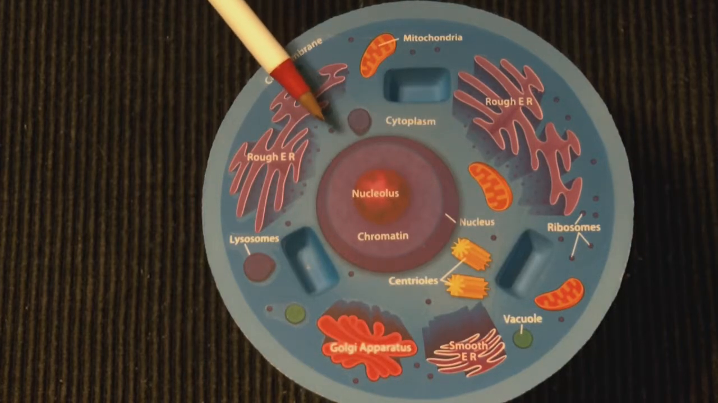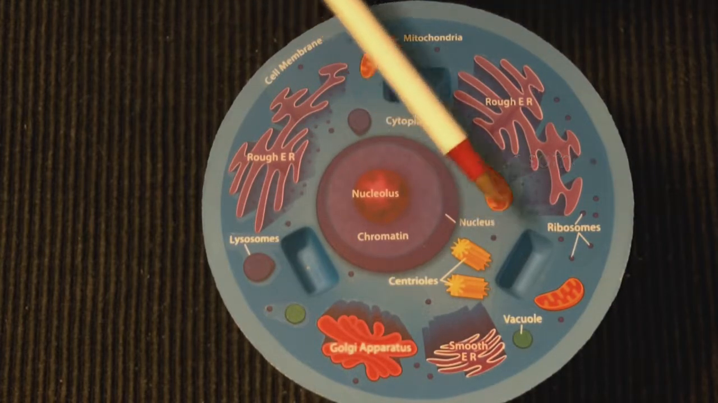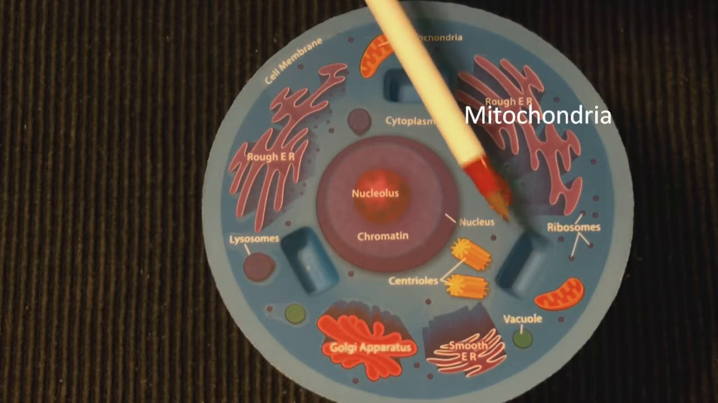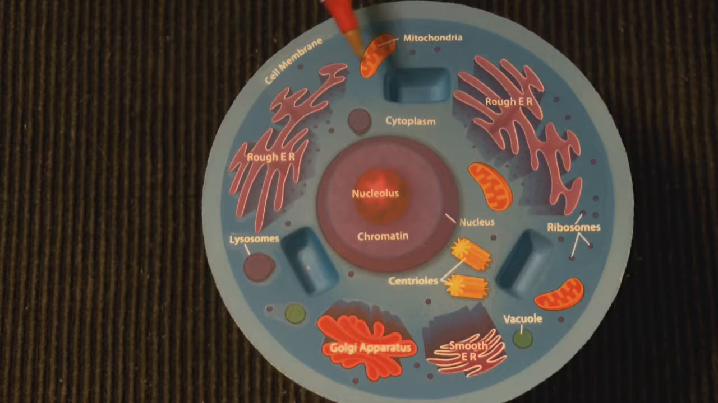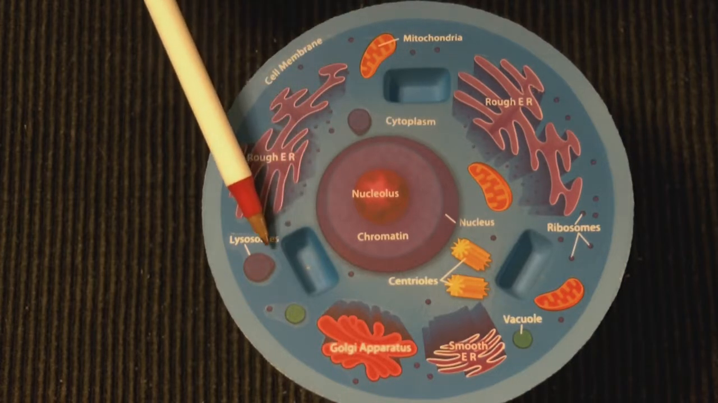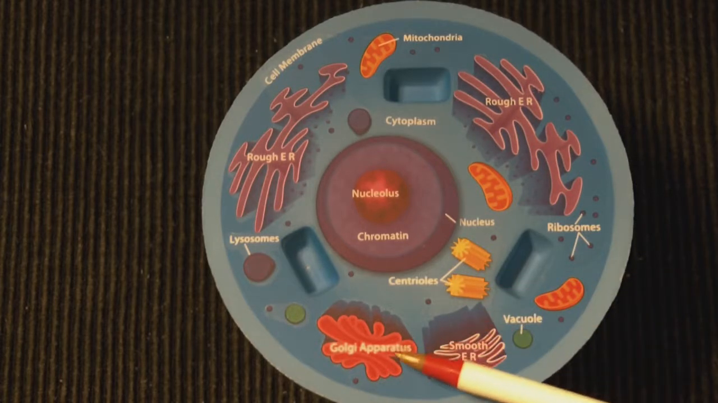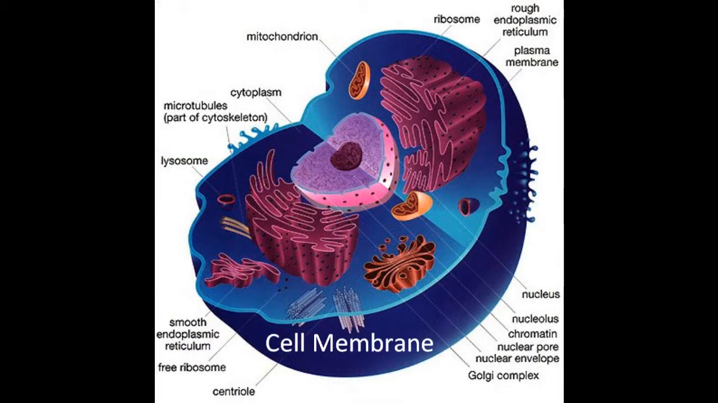Another important part of the cell are the ribosomes. They can be found on the rough endoplasmic reticulum or free-floating in the cytoplasm. They make protein. There's also mitochondria. They're the power plants of the cell which provide us with the energy we need to do everything we do. In addition is the Golgi apparatus, which packages and labels. The cell membrane is also important. It's the outer covering of the cell.